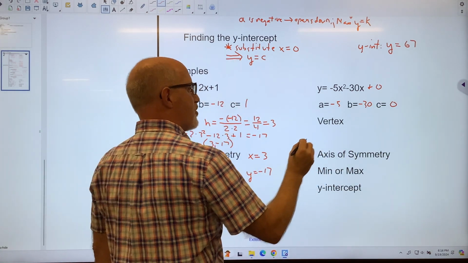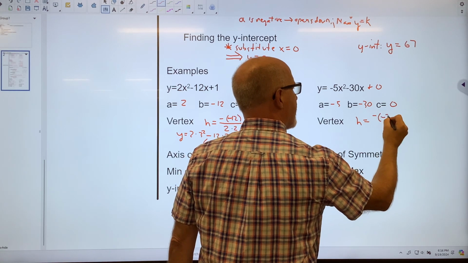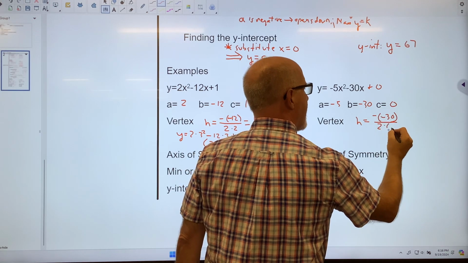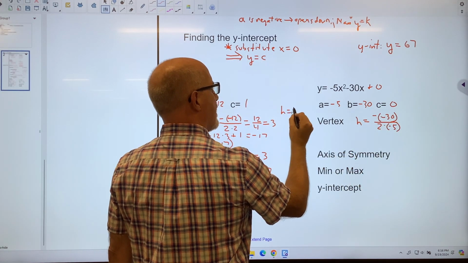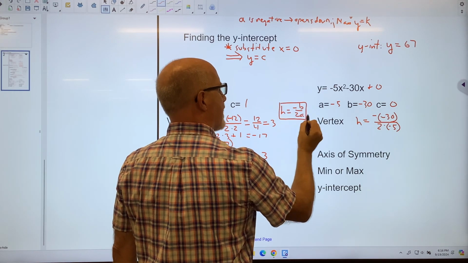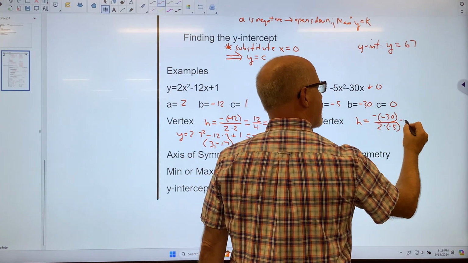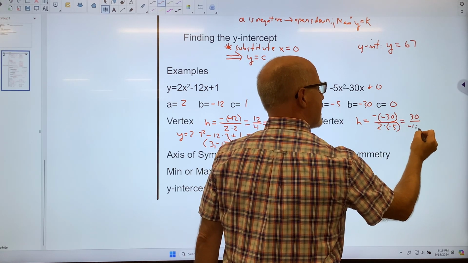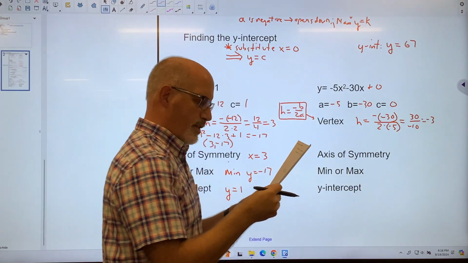So my vertex is just going to be h equals the opposite of b, -30, over 2 times a, which is -5. So remember vertex, I'll just put it here so you remember it: opposite of b over 2a for the vertex, that x value, okay? Now when we calculate that, we get +30 over -10, and you get -3 for that, for my x value at the vertex.